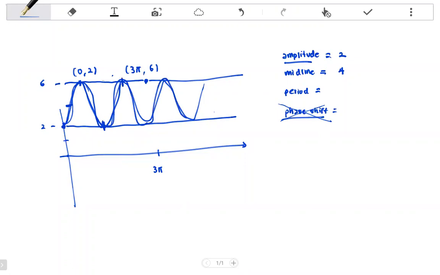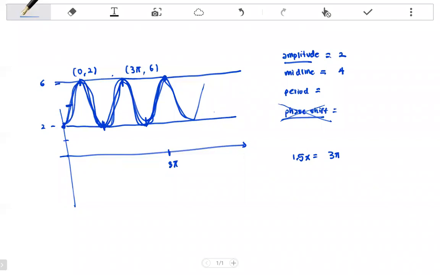So if it reaches a maximum, it's going to be 1.5 or 0.5 or 2.5 periods. It's never going to be exactly one period because this is drawn wrong. Let's say this is 3π. If this is one period, this is two periods, and this is 2.5, right? So knowing that, let's say it's 1.5 periods. And it took 3π radians for it to travel 1.5 periods.